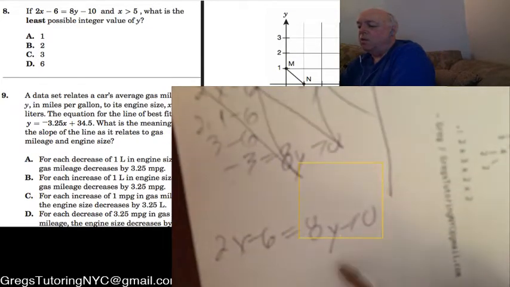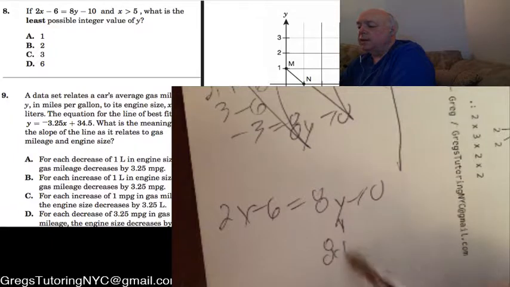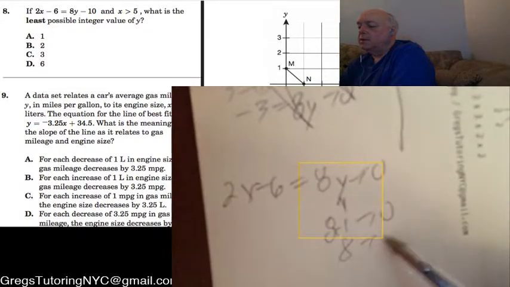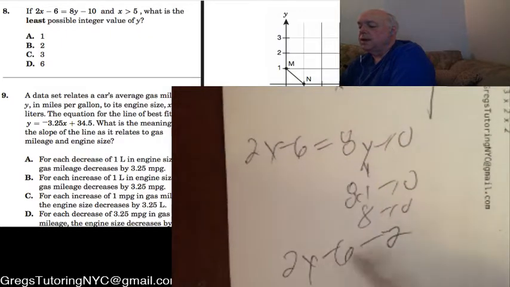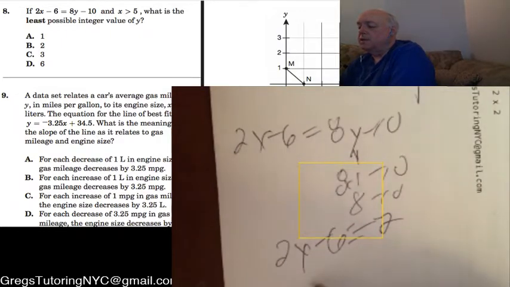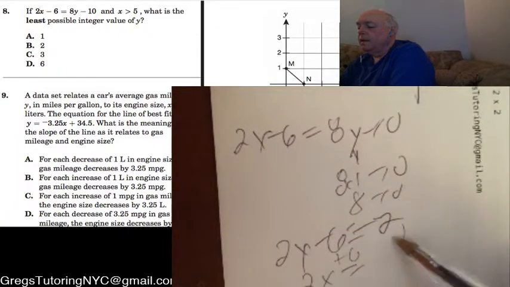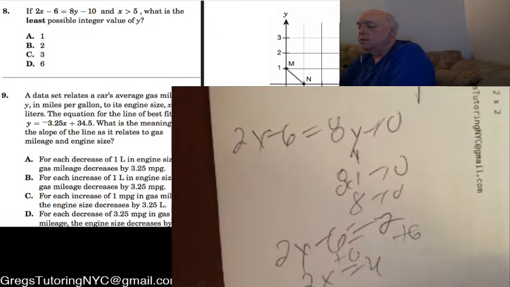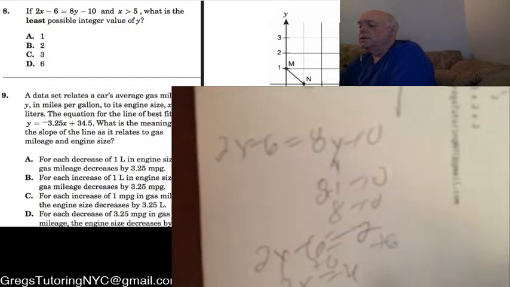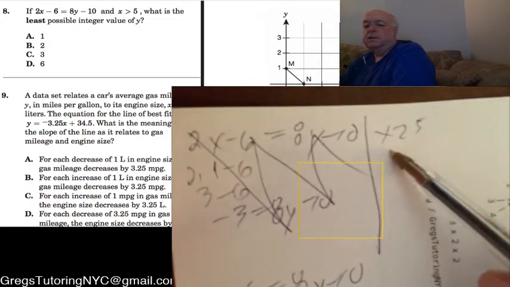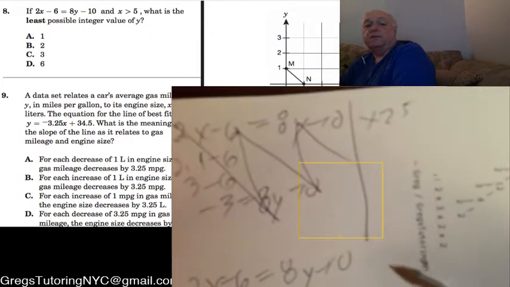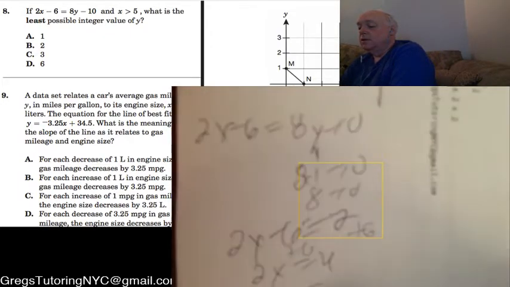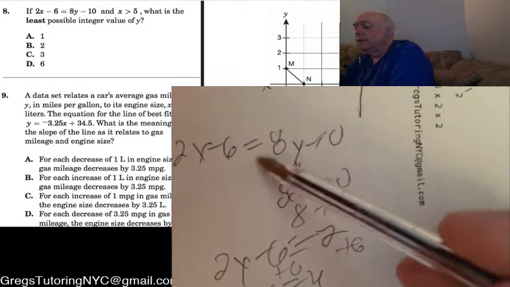So A says that y is 1. So we have 8 times 1 minus 10. So we get 8 minus 10, and we get minus 2. So we have 2x minus 6 equals minus 2. Add 6 to each side. We get 2x equals 4, and x equals 2 here, if I did that right. So this is saying x is 2, which is not greater than 5. So this x is too small if y is 1.